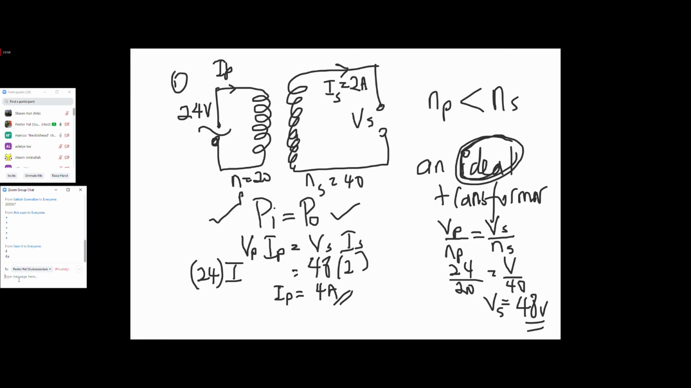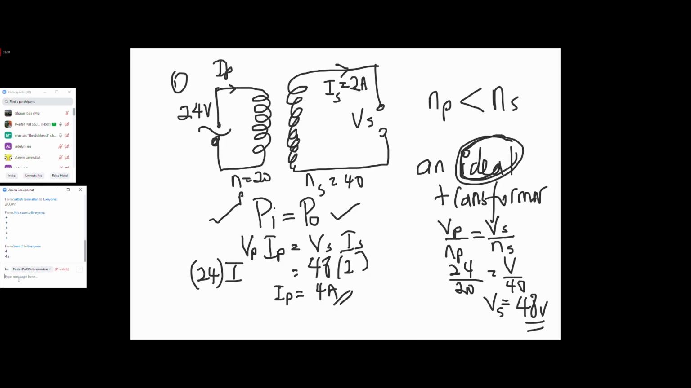Okay, Marcus, my question is, what is an ideal transformer? What is an ideal transformer? It's an electrical device which can increase or decrease the output voltage. Yes. Okay, that is the meaning of transformer. Very good. You just gave us the meaning of transformer. Transformer is an electrical device that can increase or decrease the output voltage.